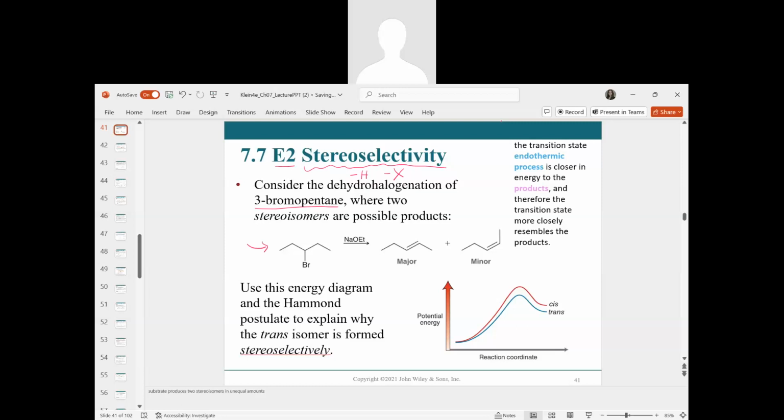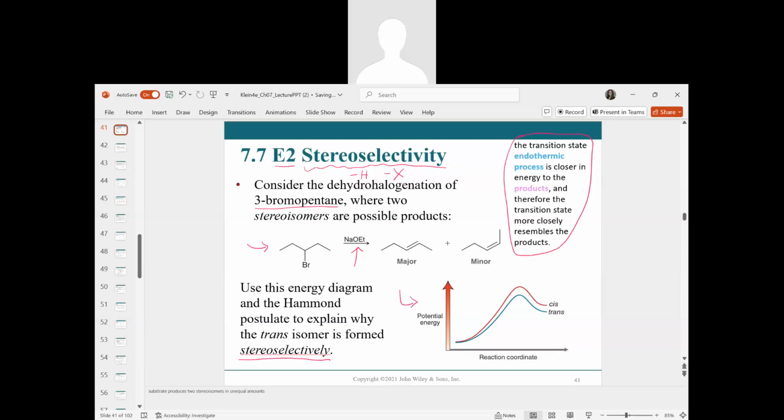Here's our substrate, our starting material. Here's our base. And as we're told, we have two elimination products that are found. So we're told here that we have this energy diagram of this reaction, and we are asked to use this energy diagram and Hammond's postulate, which I have a short description of listed up here in the right-hand corner, to explain why the trans isomer is formed in this stereoselective process.